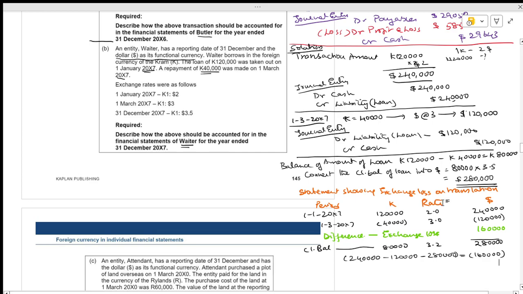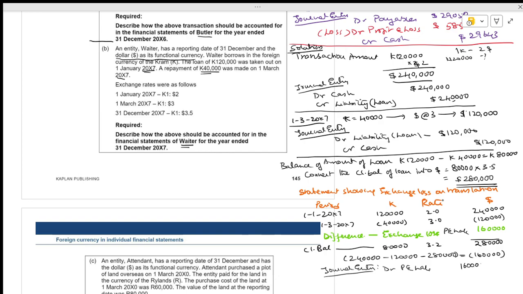This is the exchange loss, and it has to be treated in the profit and loss account. What is the journal entry you have to write? The journal entry is: debit profit and loss account. How much?